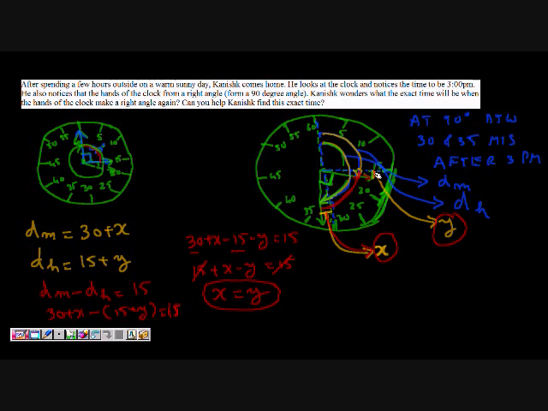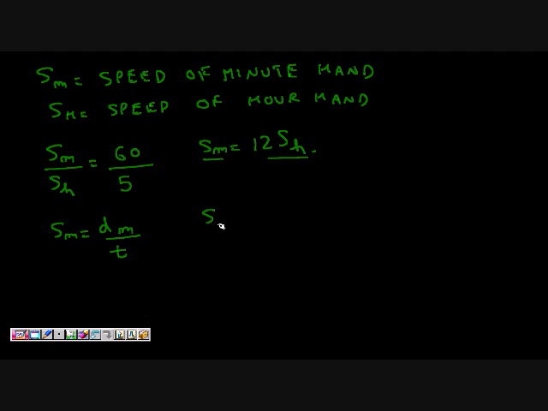Because the hour hand moves at a slower rate than the minute hand, the hour hand only travels distance y from the 15-minute marker, because the hour hand is starting from the 15-minute marker since it's 3 p.m. in the afternoon. So the hour hand starts from the 15-minute marker and travels distance y in the same time that the minute hand travels distance dm. Okay, so we can say s of h is y divided by t, and y is the distance that the hour hand travels in the same time.